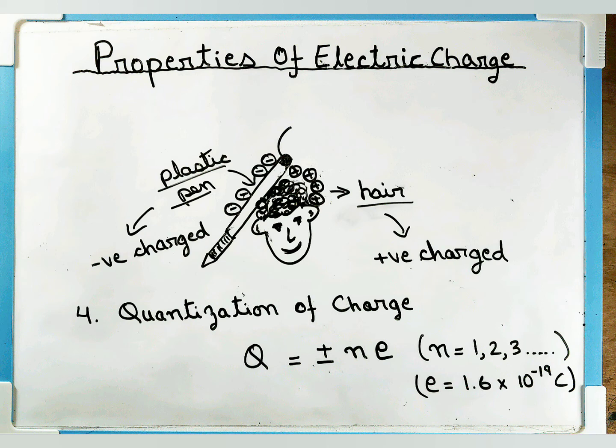So this is quantization of charge. It says that the charge of an object is always equal to some integral multiple of the elementary charge e. And this n is an integer, it cannot be a fraction. So the charge of an object cannot be half of the elementary charge. It cannot be a fraction of this e.